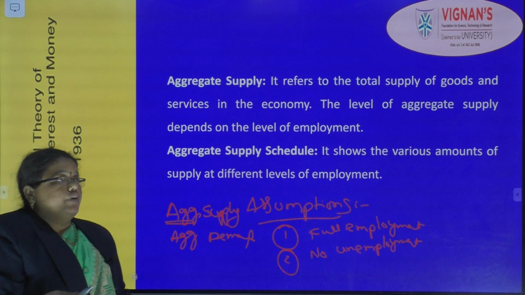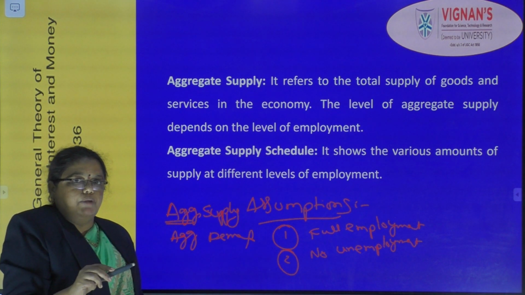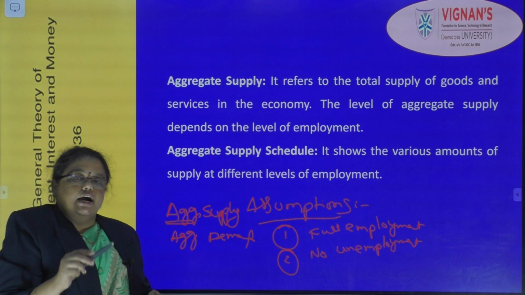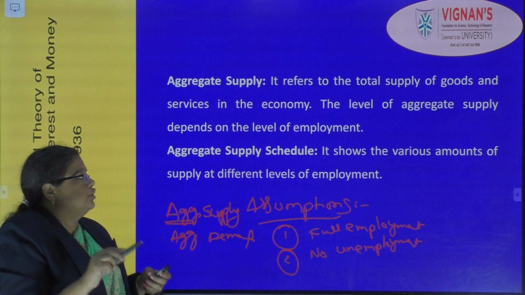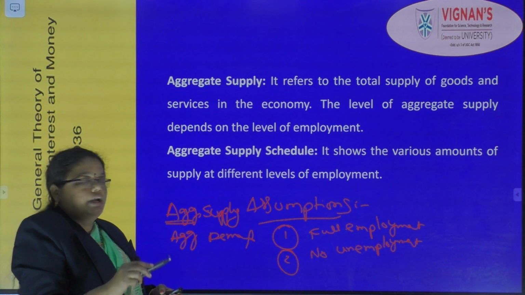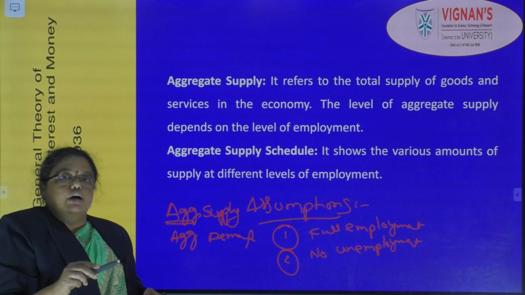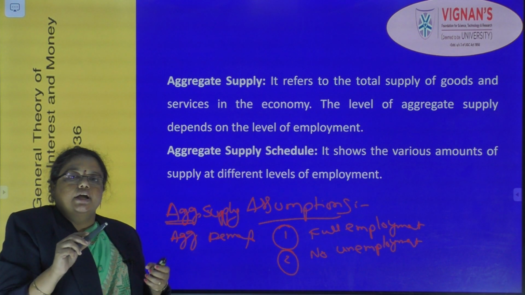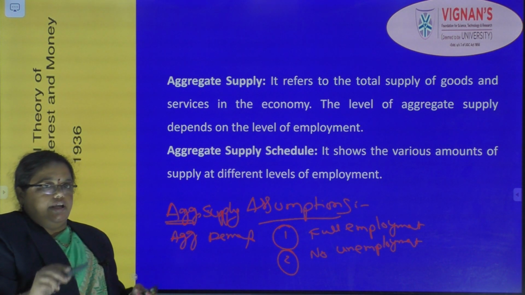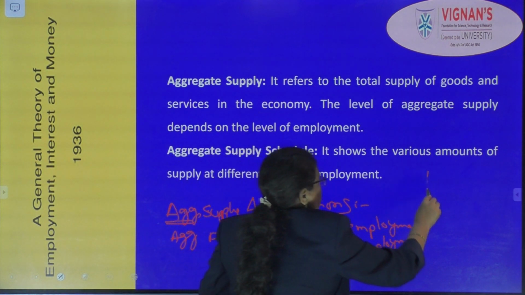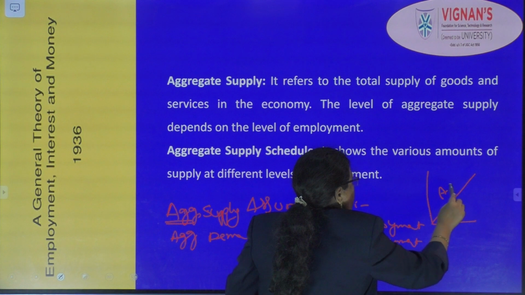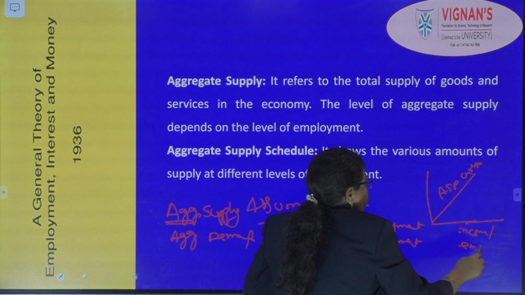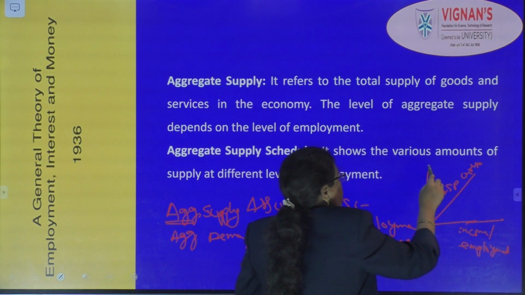Aggregate supply schedule: various levels of the supply at different levels of the employment. Otherwise, it is a tabular representation of the relationship between aggregate supply price and level of the employment. Aggregate supply curve looks like this. This is the aggregate supply price curve. This is income or employment. This is aggregate supply.